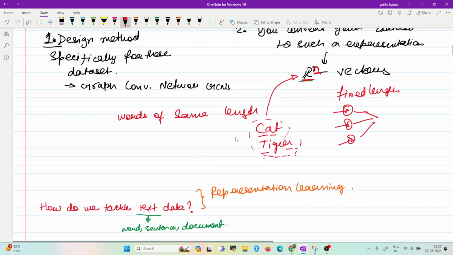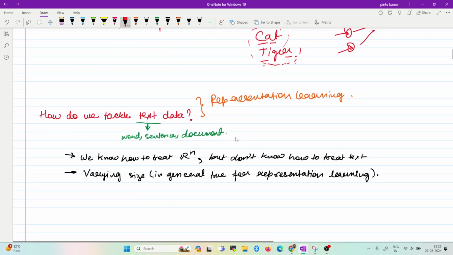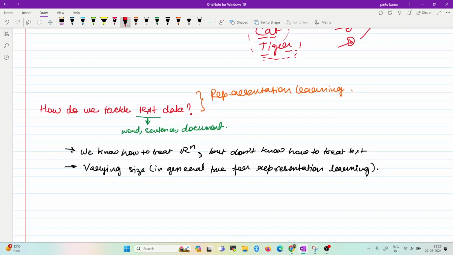What are the two takeaways from it? First takeaway is that you can take both these paths. You can design methods specifically for those kinds of data sets, or you can convert your data sets into Rn representations. If you convert your data set into Rn representations, you already have a lot of techniques available. People have analyzed those techniques, you know the drawbacks and the positives and negatives, so it's easier for you to work in that domain. Second, if you have a data set that suffers from this varying size or shape problem, you can just convert it into Rn and you can get your result.